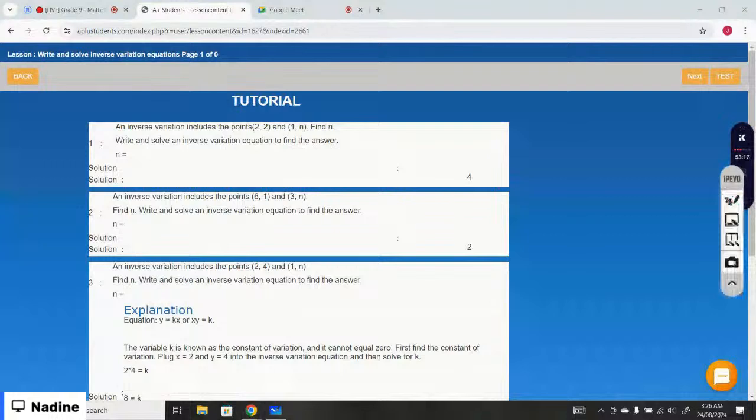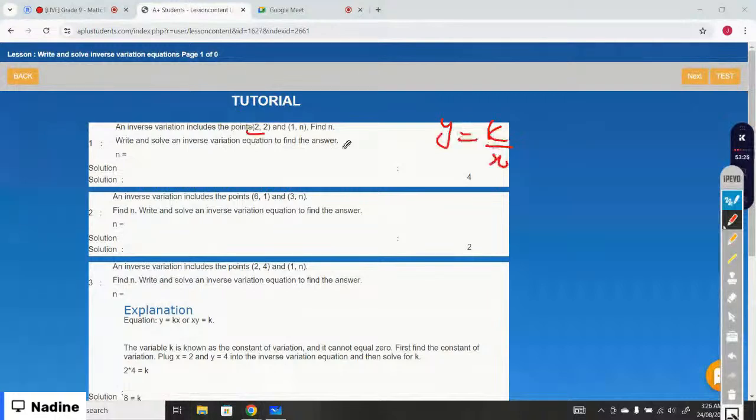Okay, so you have to find the value for the inverse relationship. The equation is y equals k over x. So just use these values: 2 equals k over 2. So k equals 2 times 2 is 4. So k is 4. You need to find this value. So y equals 4 over x. X is 1. 4 over 1 is 4. So you can see here the correct option is 4.